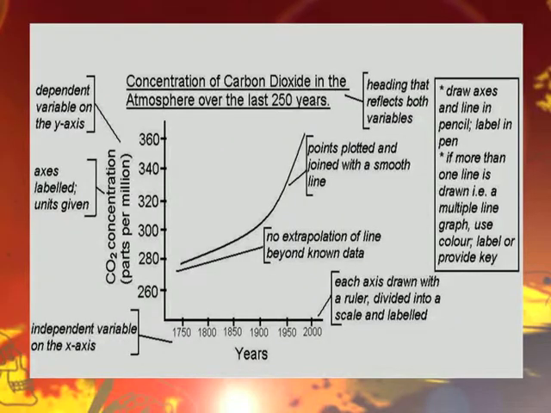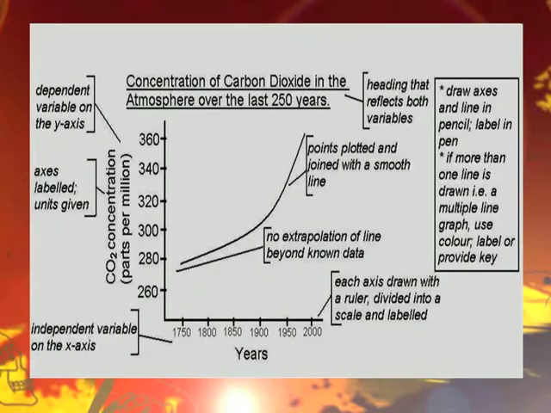There is a vertical y-axis which has the dependent variable on it. In this case, the dependent variable is the carbon dioxide concentration. The x-axis has the independent variable that you are controlling on it. In this case, the independent variable is time. You need to label these axes and write in the units in which the variables are measured.